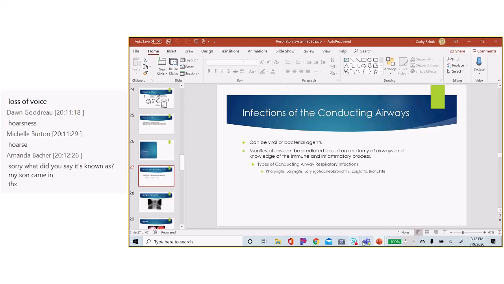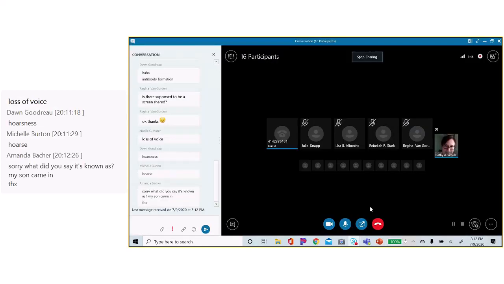Where's the epiglottis? What symptoms would I have if I had epiglottitis?